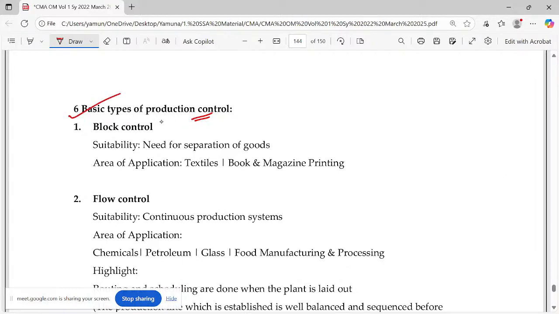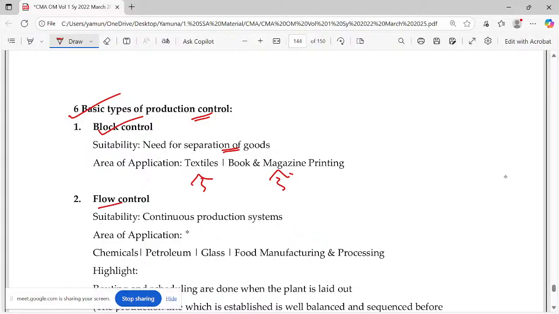There are six basic types of production control. One is block control. When you go for block control, we'll be talking about block control in textiles and books and magazines. Probably a magazine is published once in a week. So there is a need for separation of goods. That's about block control. It will be done in batches and batches.